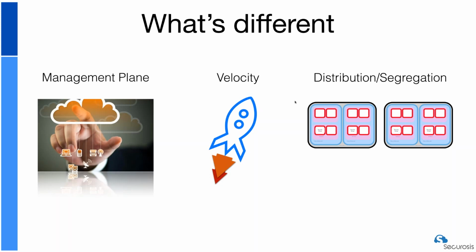Now the next is the velocity, the rate of change. This is one of the more difficult challenges that people face. Just to give you an example, in Amazon, if you launch an instance, a virtual machine, you get billed for an hour.